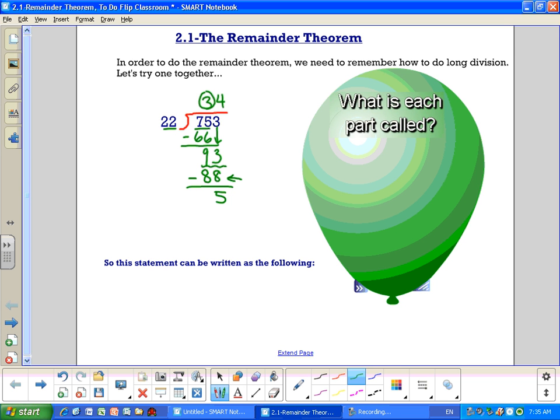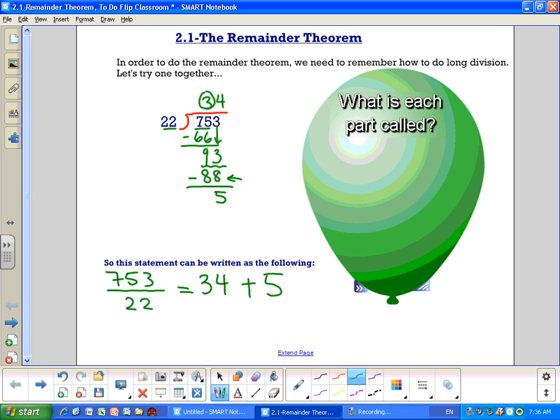Now we have to figure out how that can actually be written if you were to write it as a full statement. So it can be written as 753. Remember, this line underneath still means divided by 22. And if we were to write that, we know that that's going to equal 34. However, there is a remainder. There is a remainder of plus 5.